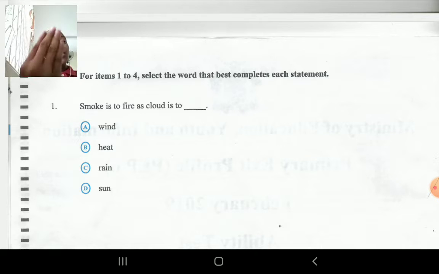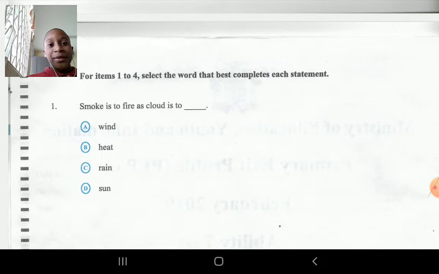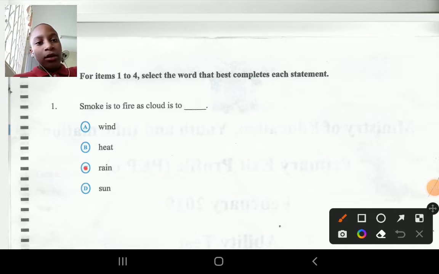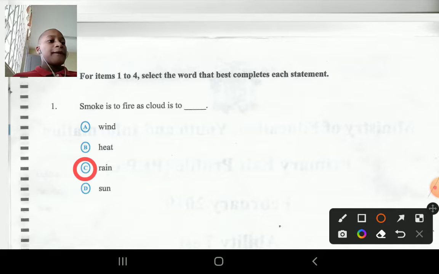So cloud would be to rain, or you can do elimination, because A could not be it due to the first relationship between the two. It couldn't be sun, because sun and cloud don't really have anything in common, but technically they're both in the sky. And heat is not a good representation, so it must be C. So the answer must be C, and you must shade it in, but we're not going to shade in, we're just going to circle right here. See, that was the first answer. Thank you.